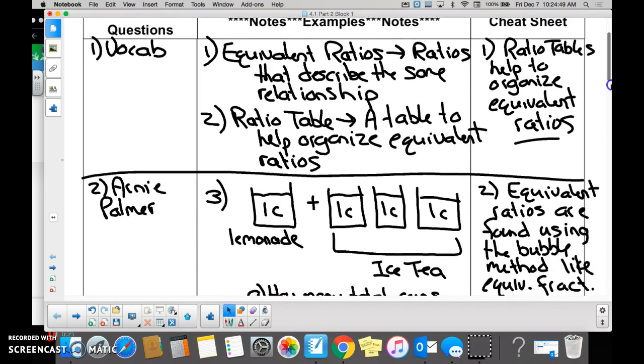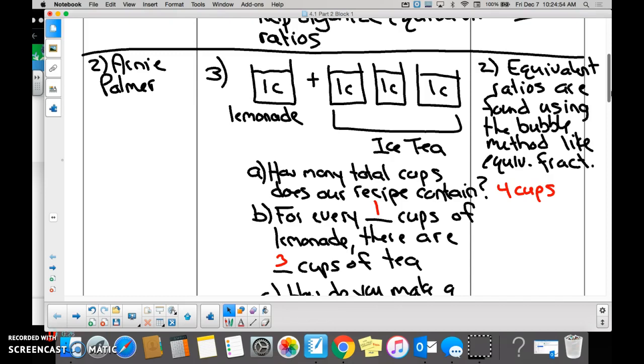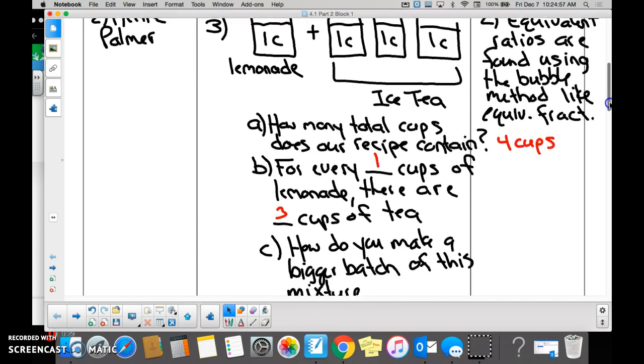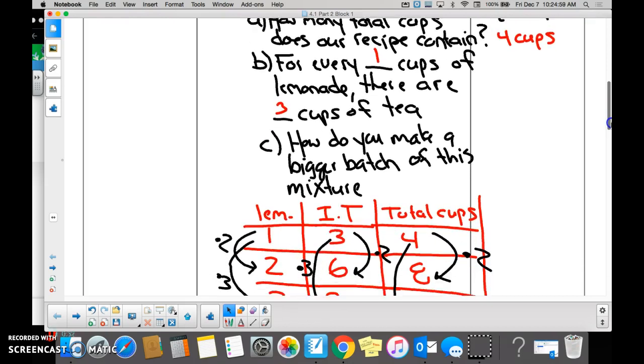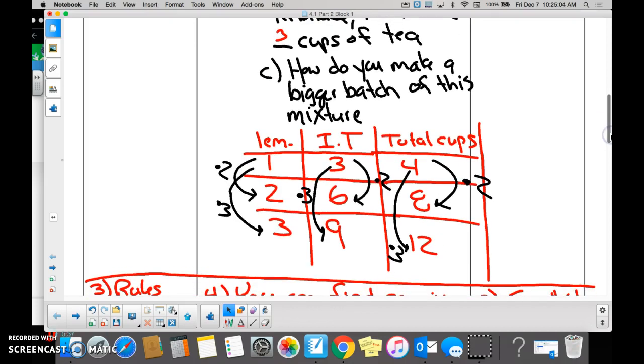We made some Arnie Palmers, which is a mix of lemonade and iced tea. There is your visual. 1 cup of lemonade and 3 cups of iced tea create a very, very refreshing Arnie Palmer drink. What I asked you to do was to create a bigger batch of Arnie Palmers. And what y'all told me you did is you took 1 cup of lemonade and you doubled it, right? Yes. And if you double the 1 cup of lemonade, in order to make the ratio equivalent, you must also double the iced tea. So the 3 cups of iced tea now becomes 6.